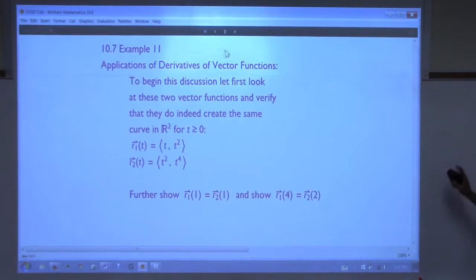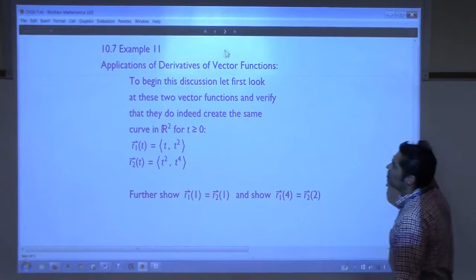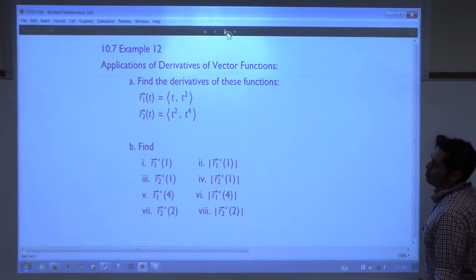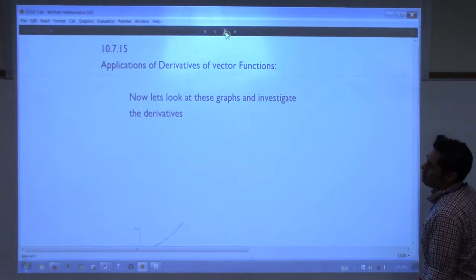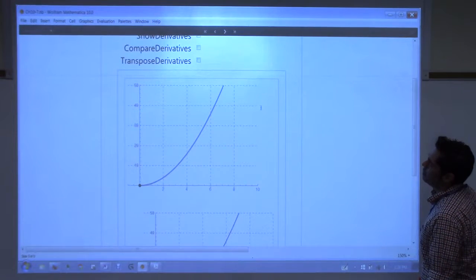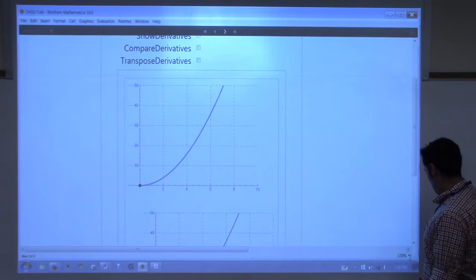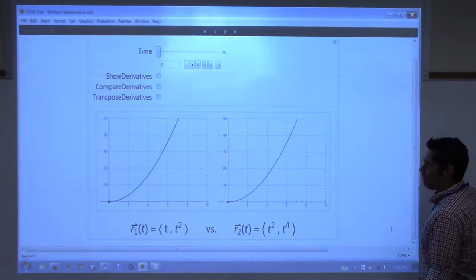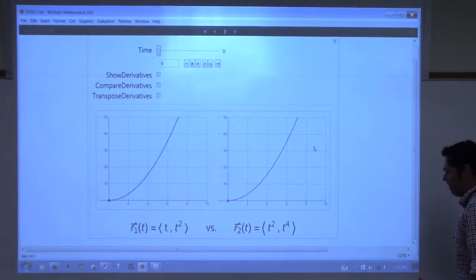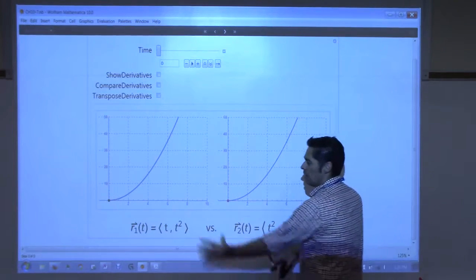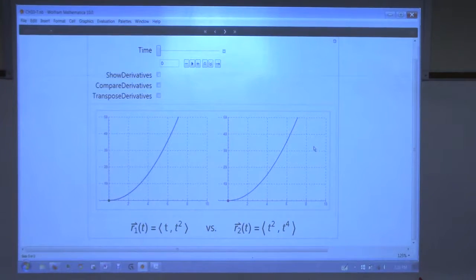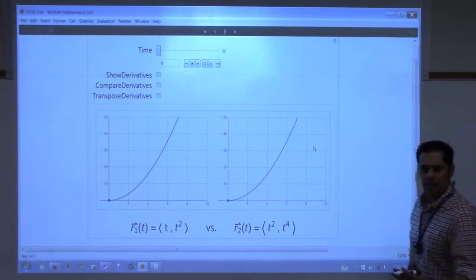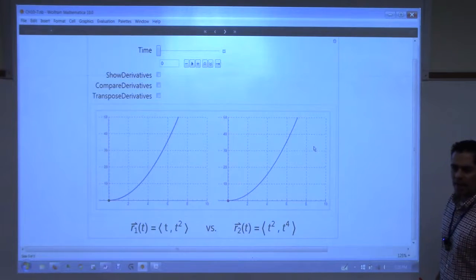I'm going to show you, just by convincing you with a picture, and I'm not going to go through this whole example. You can do that on your own if you'd like. I'm just going to show you the picture. So we're having a little comparison. Here's R1 of t. Here's R2 of t. I've had the computer graph them for me. Do they look to you to draw the same exact curve? It looks like it, right? And I'm going to tell you, yes, it is true. They will draw the exact same curve.